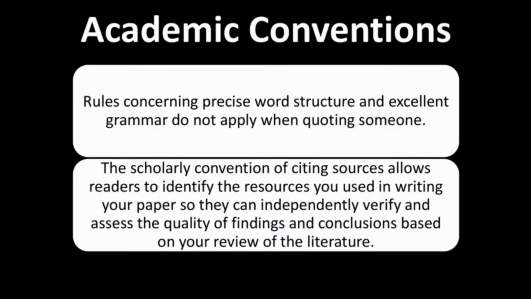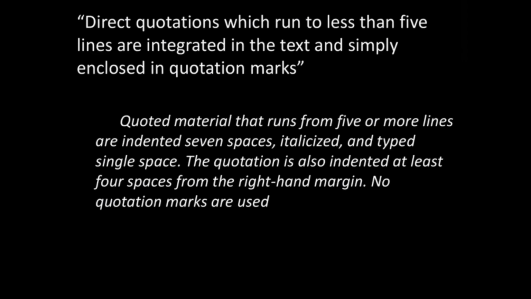So direct quotations which run to less than 5 lines are integrated in the text and simply enclosed in quotation marks, just like what you are seeing right now. But quoted material that runs 5 or more lines is indented 7 spaces, italicized, and typed single space. The quotation is also indented at least 4 spaces from the right-hand margin. And as you can see, we are no longer using quotation marks.